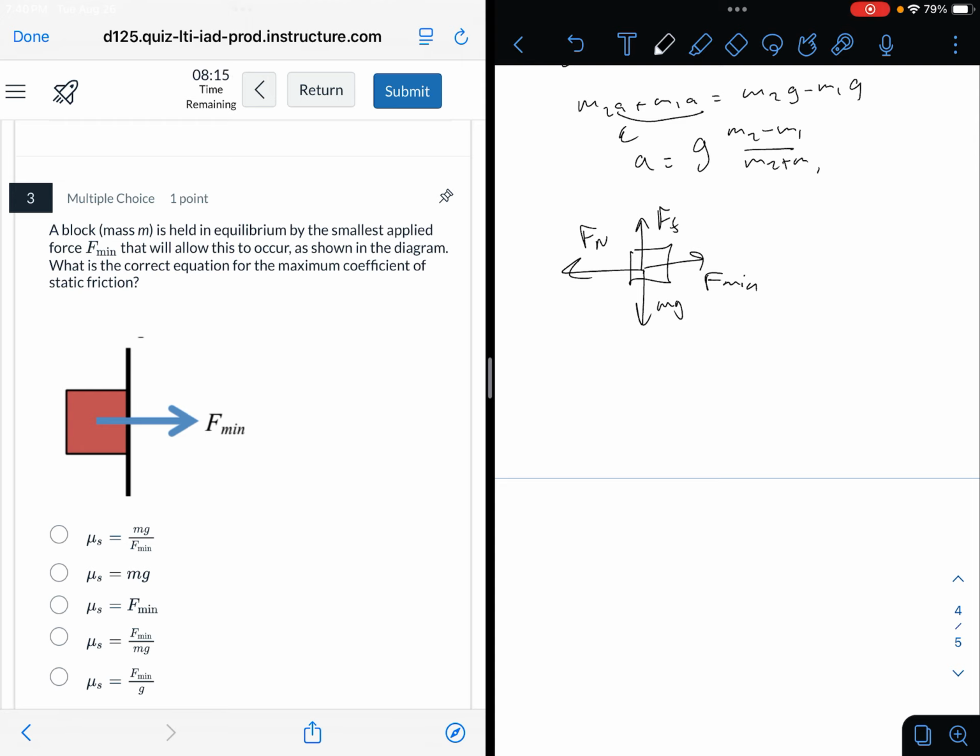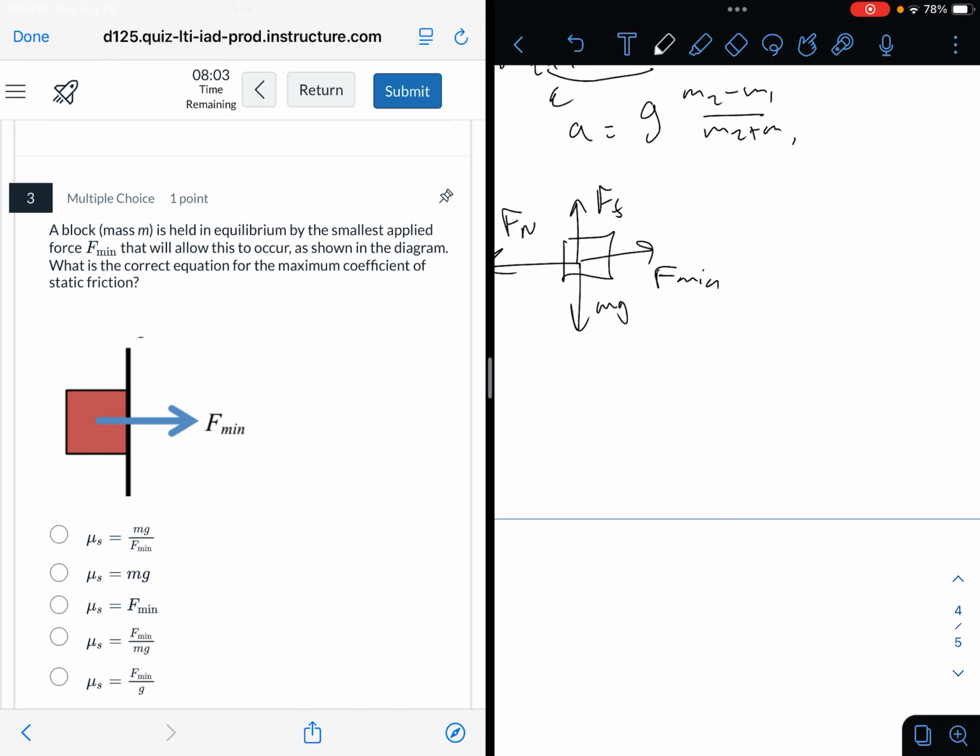At the minimum force, friction is basically acting at its strongest. Any less than F min, the thing will fall. So friction's acting at a maximum. So force of friction at maximum is Fn times mu. So Fn times mu is going to equal mg when the forces are still balanced. Fn is just equal to F min. So I get mu is going to equal mg over F min.